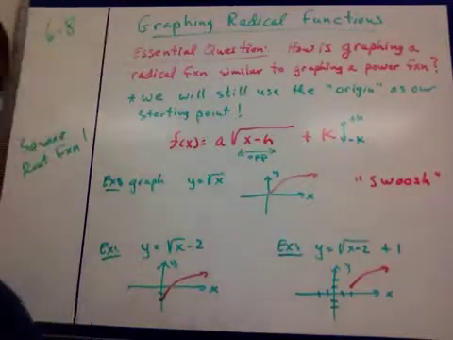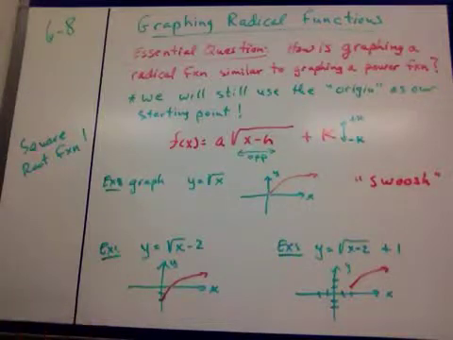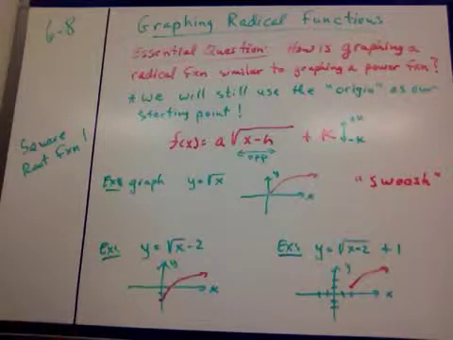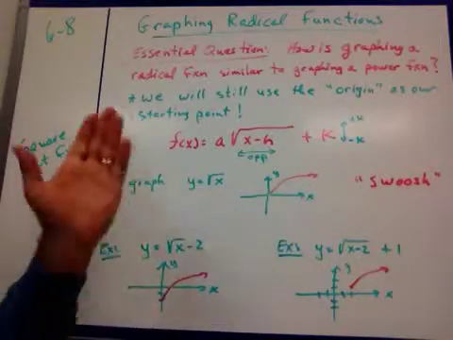Alright, we're skipping up to 6-8, graphing radical functions. You're going to see that this is similar to what we did with absolute value, where we got a V, and quadratics, where we had the U. Now we're going to look at graphing the square root function right here, and we're going to get what I call the swoosh. Okay, and that's how it's similar.